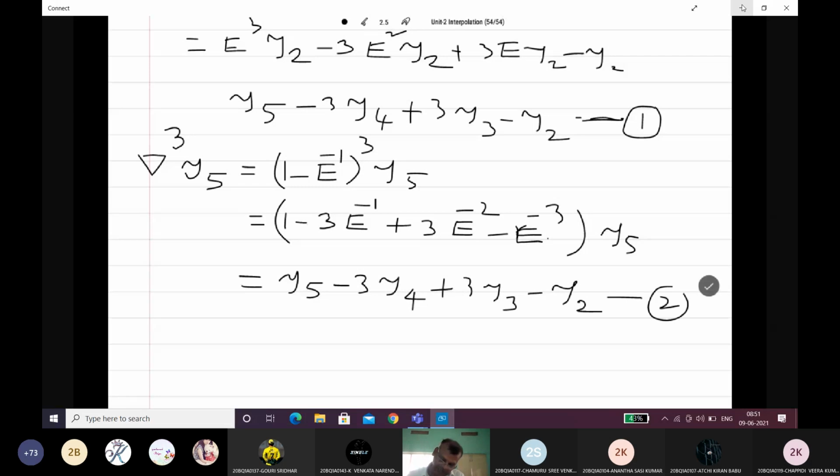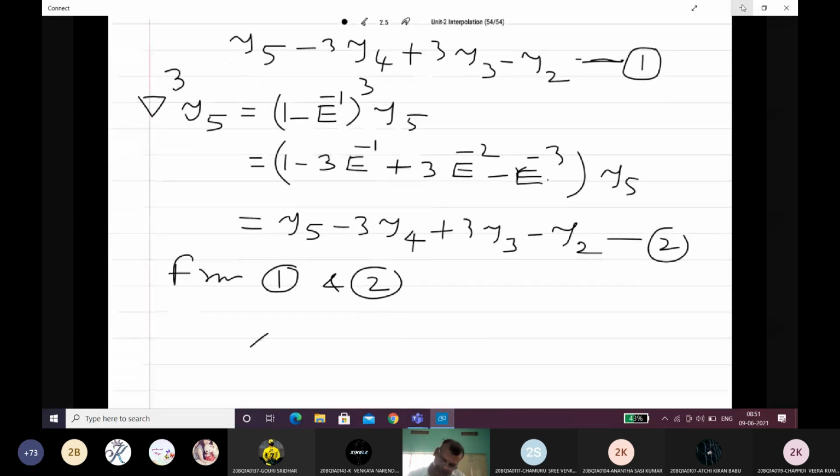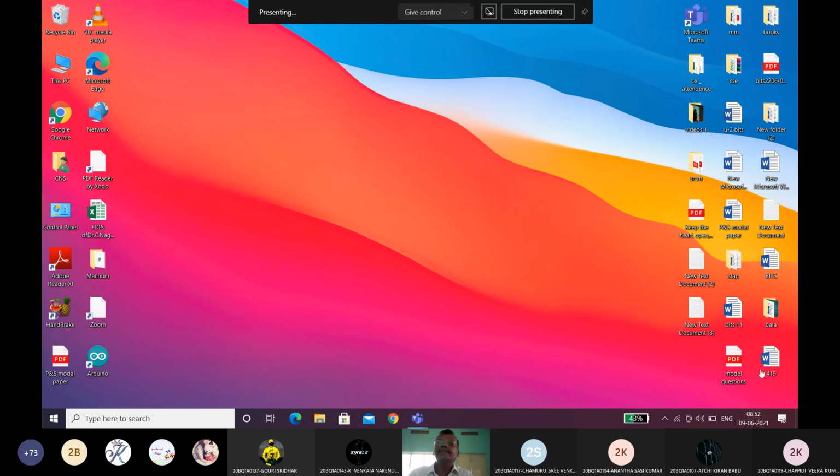Therefore, from 1 and 2, delta cubed y2 is equal to del cubed y5. Now here I am stopping, and in the afternoon class we have to do some more problems. Okay, don't leave the class. Any doubts?